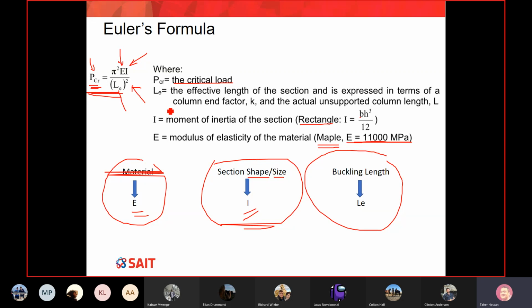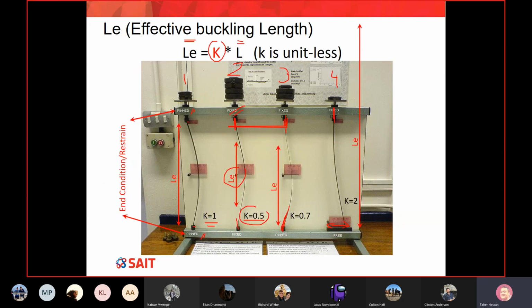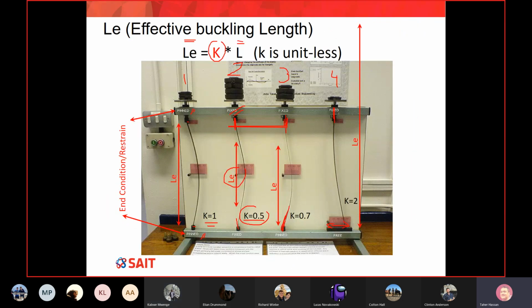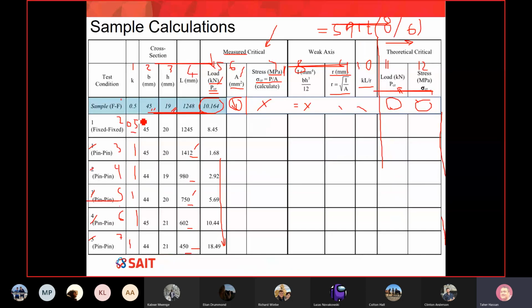Anyone remember where LE is in my table? Did I find LE anywhere in my table? No, but you can calculate it. K times L. Thank you so much, this is what I wanted to hear. So remember, LE is K times L. In our table, we have column number 1, which is K, and in column number 4, it's L. So you can do that.